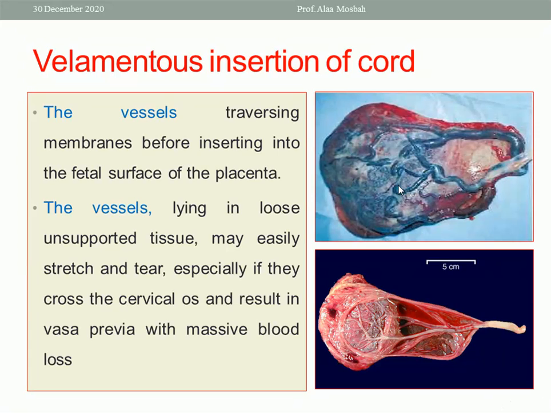Okay? And if it was crossing the cervical os, as in the case of vasa previa, it may cause horrible bleeding, and the blood will be of fetal origin. As you see in another picture here, there is also velamentous insertion of the umbilical cord, insertion in the membrane. The umbilical vessels pass through the membrane, as you see here.